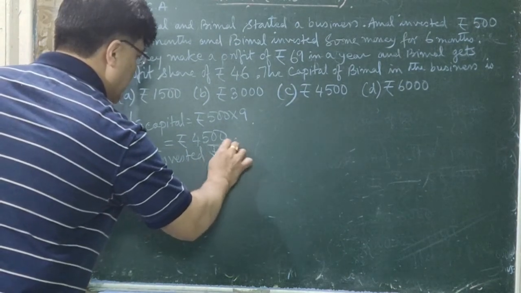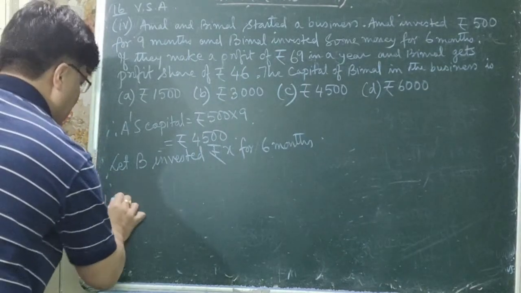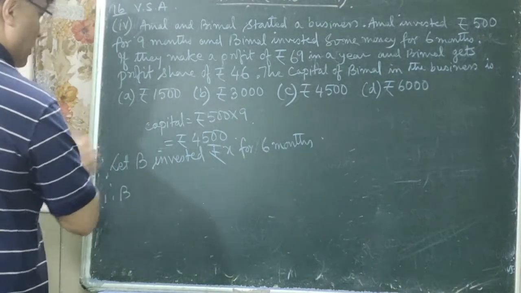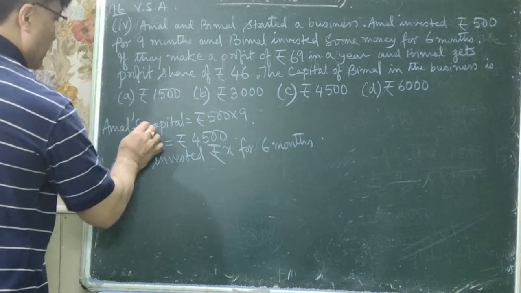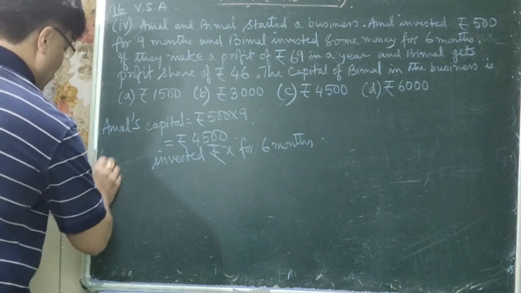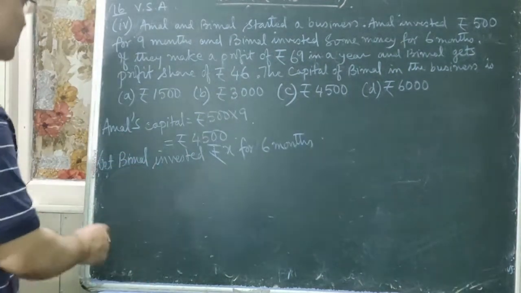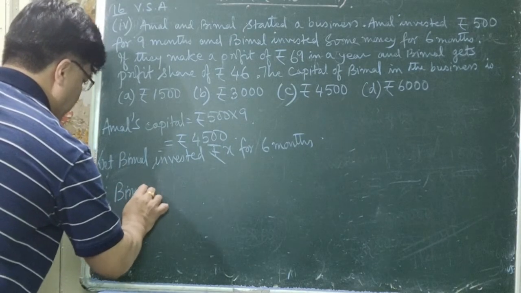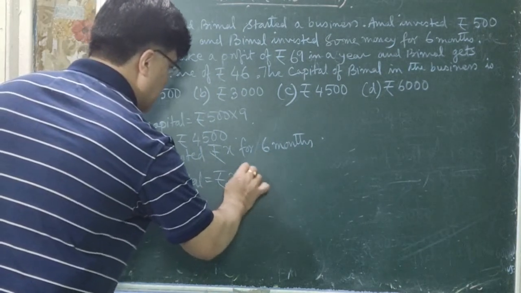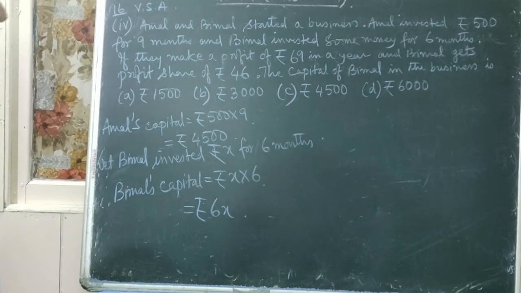Next, find B's capital. Let Bimal invested rupees X for 6 months. Bimal's capital is equal to rupees X into 6, which is equal to rupees 6X. So I think you have understood it.